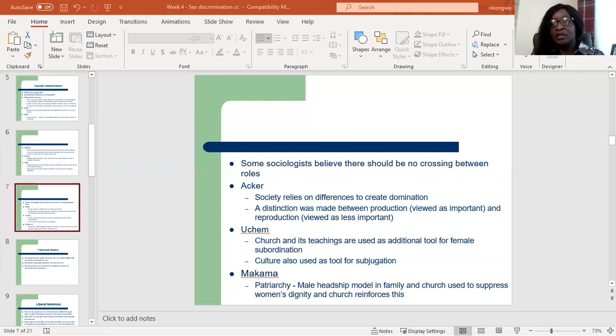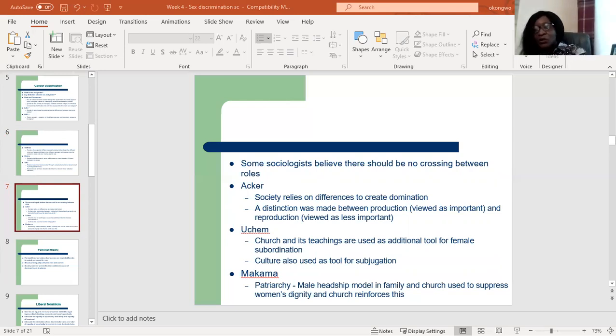Eka was also saying that society made a distinction between production and reproduction. Production being the production of wealth, and reproduction being the reproduction of offspring. So it made production of wealth to be viewed as important, and reproduction of offspring to be viewed as less important. But we know that's not true. They are both equally important. For us to keep the society going, women need to reproduce.